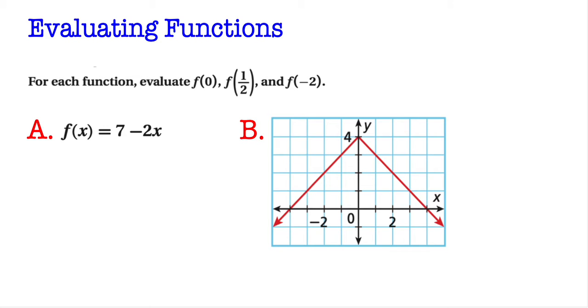Okay, excellent. On A, we have f of x equals 7 minus 2x. So this just tells me which equation. This is what we focus on. How do we find, I'll let you pick one of those three. Which one do you want to do? 0. Good choice, that's what I would have picked too.